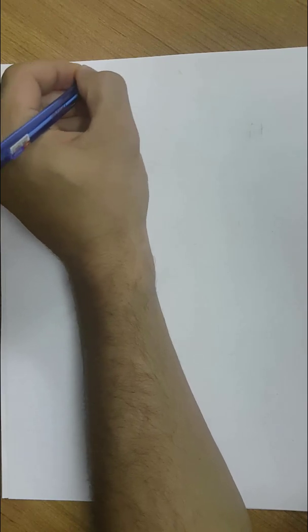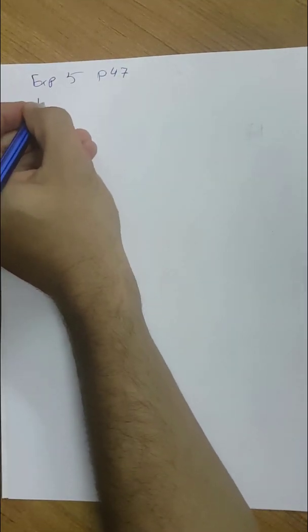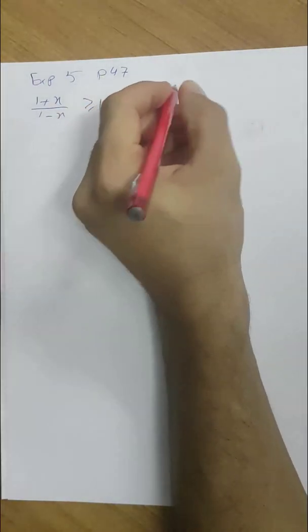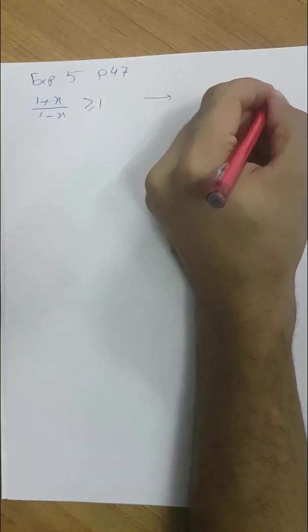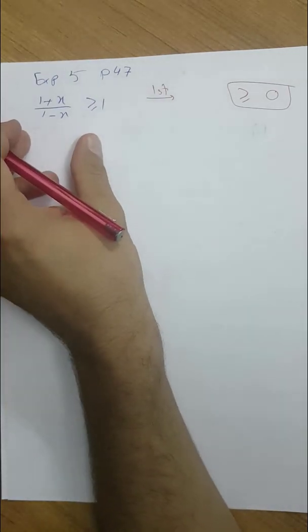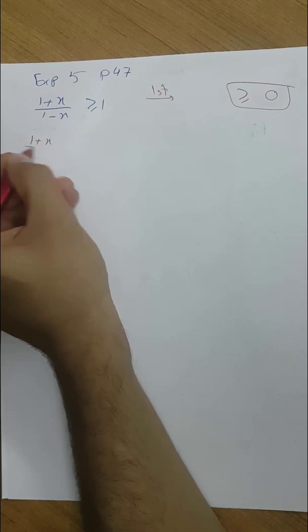Now we have what? Example 5, page 47. We have this quotient inequality. Now the other side should be 0. First step. If you have a fraction or quotient, the other side should be 0. So how do you do that? It's easy.